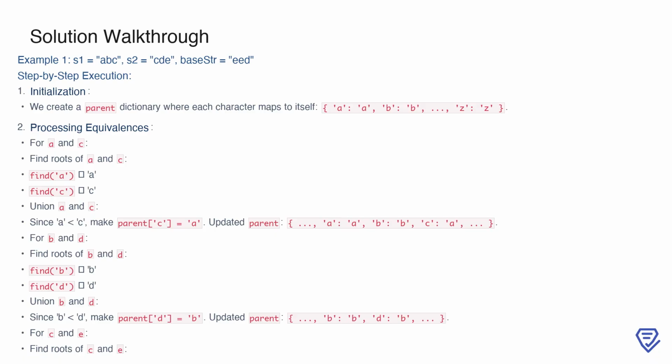For example, when processing the pair A and C, we find their current roots using the find function. Since A and C are not yet connected, and A is lexicographically smaller, we update the parent of C to point to A. Similarly, for the pair B and D, we connect B and D by making B the parent of D, as B is smaller. Lastly, for C and E, we find that the root of C is now A, so we connect E to A, making it the new root for both. This step ensures all equivalent characters are grouped under the smallest representative character in lexicographical order.